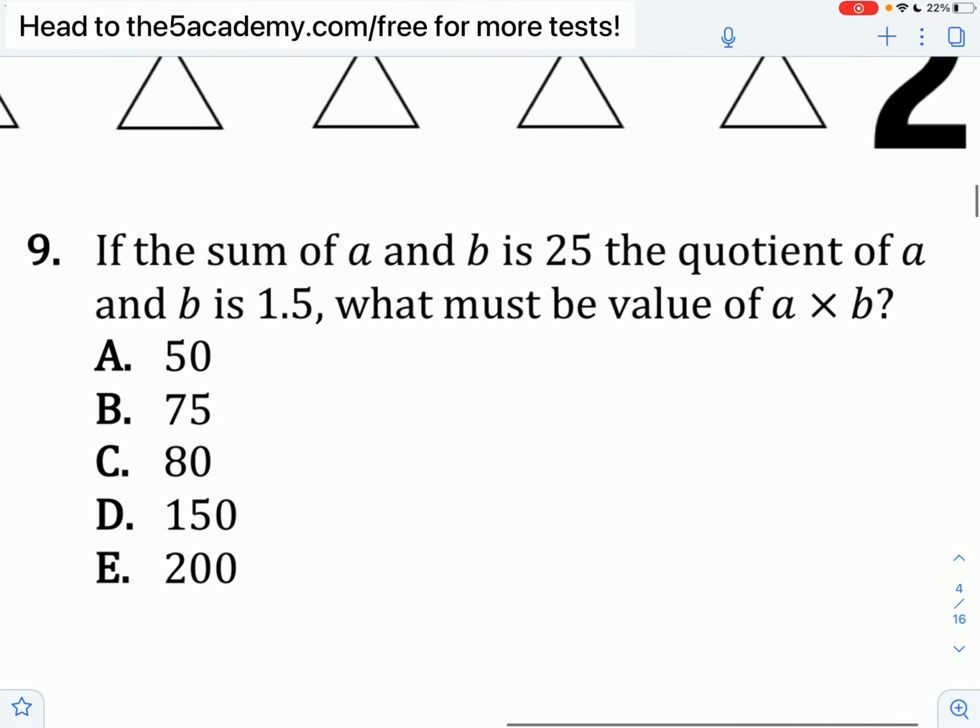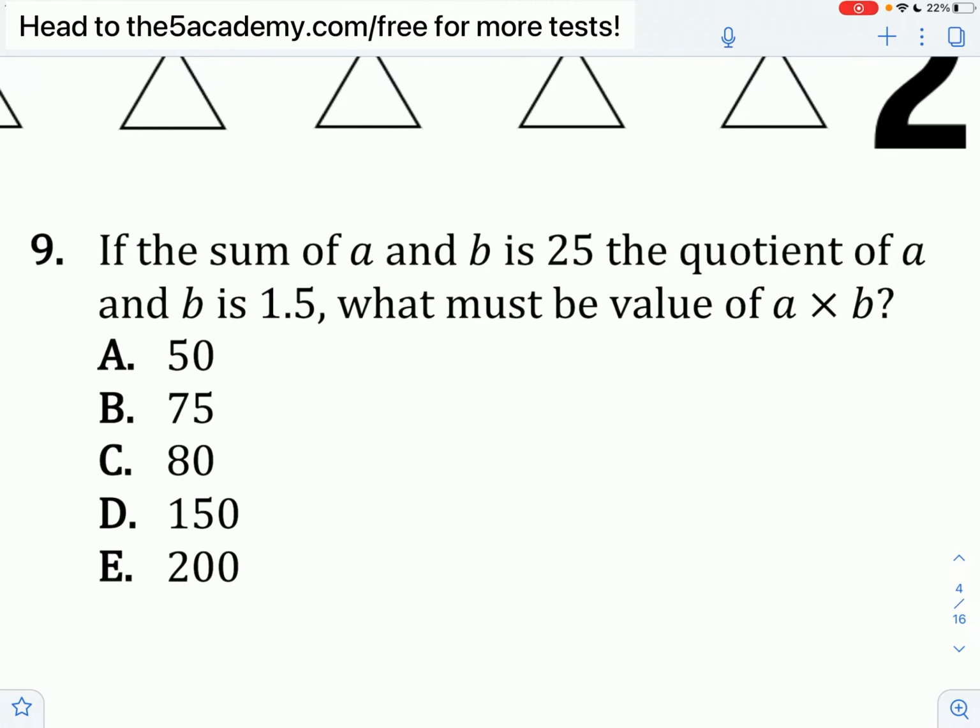The sum of A and B is 25, and the quotient of A and B is 1.5. What must be the value of A times B? Okay, so the sum of A and B is 25. What does that mean? That means that when you add A and B together, you get 25. Here it says the quotient of A and B is 1.5. What is the quotient? It's when you divide one by the other.